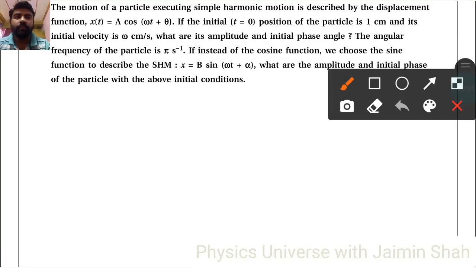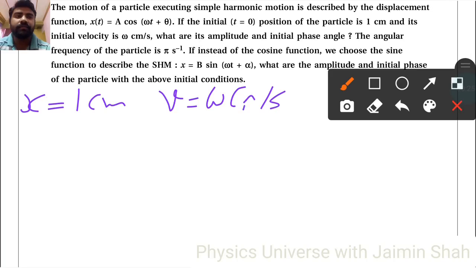Question is, the motion of a particle executing simple harmonic motion is described by the displacement function x(t) = A cos(ωt + θ). If the initial position of the particle is 1 centimeter, so x is equal to 1 centimeter, and its initial velocity v is equal to ω centimeter per second, that is centimeter per second, what are its amplitude and initial phase angle?